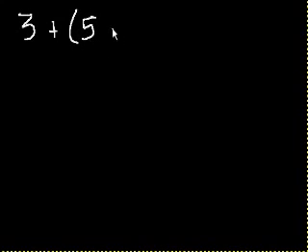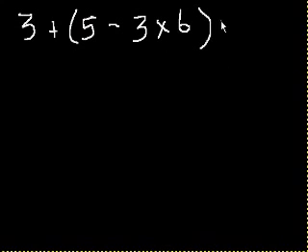So let's say I had 3 plus 5 minus 3 times 6, divided by 2. That's divided by. I could have written a division sign there too. So what do I do first? I have all these numbers. There's a bunch of different ways I could tackle it. Well, if you remember what I just wrote down, parentheses always first.